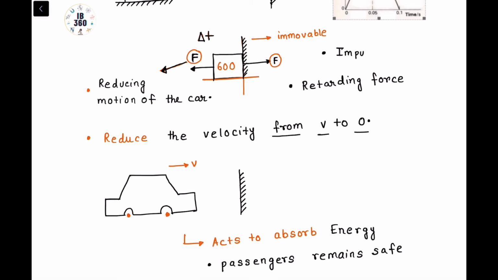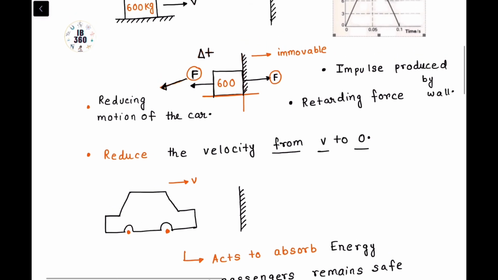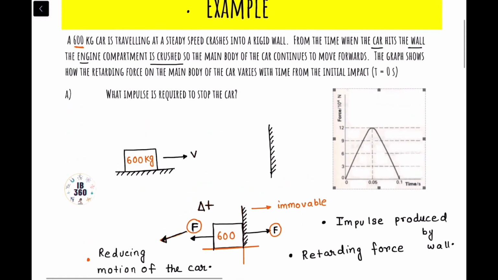So the F, which is the retarding force, is actually an impulse which is produced by the wall. Why is this an impulse? Because the force is not acting forever, it's acting only at the time of collision. Okay, so this being said, it's a lot of theory.